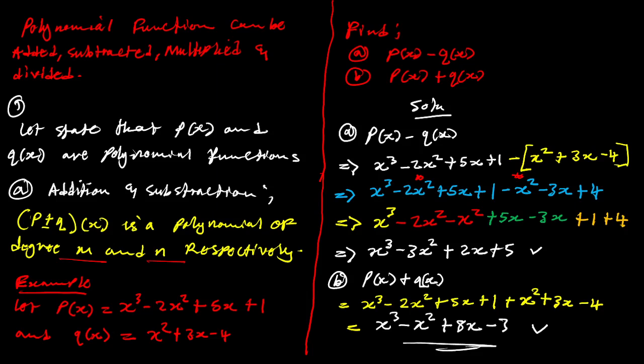Sir, in the first example, why did you multiply by a negative? It's a minus here. There is a minus there, so this minus you multiply by q of x. We are subtracting. Is that okay? Oh, so when you are subtracting, you multiply. Yes. Thank you. You're welcome.